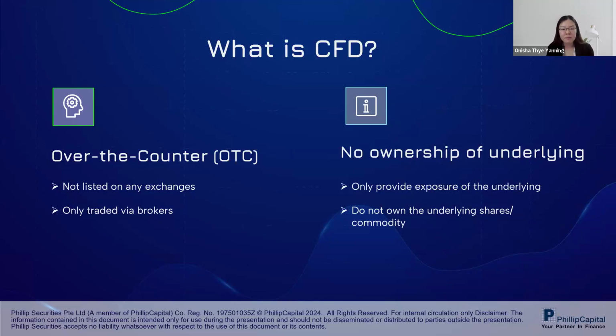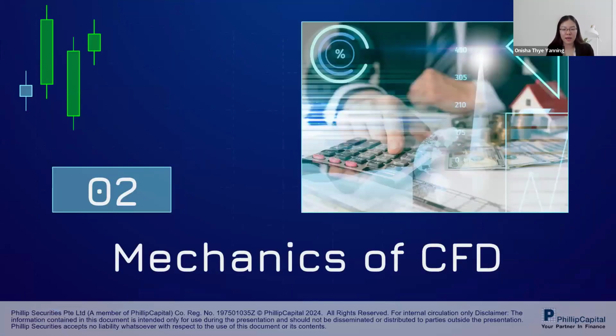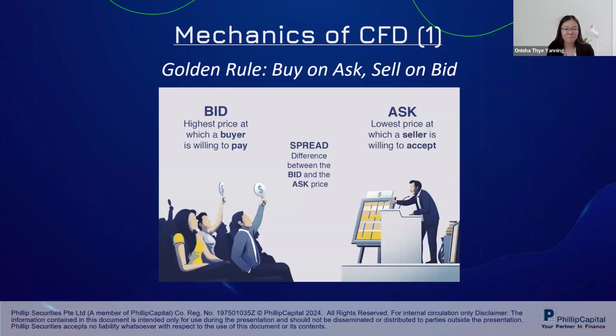Okay. Right. So next, the mechanics of CFD. The golden rule here is similar to when you trade in other asset classes, let's say stocks, where there's a bid and ask, correct? So you always buy on the ask and you sell on the bid. The bid is the highest price that a buyer is willing to pay, and the ask is the lowest price at which the seller is willing to accept. So you technically buy at ask and sell at bid. The spread is the difference between the bid and ask price.